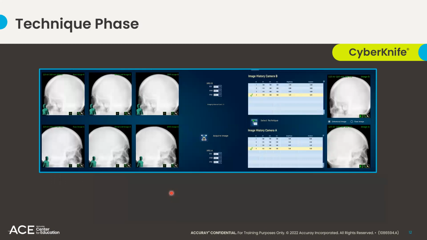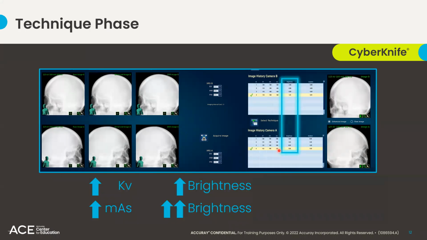Here we see a screenshot of the technique phase of the workflow. In order to achieve the brightness goal, the therapist should use the brightness metric. And the goal is to get this value between 0.98 and 1.02. Small changes in technique can be achieved with KV. Larger changes in technique can be achieved with an MAS adjustment.